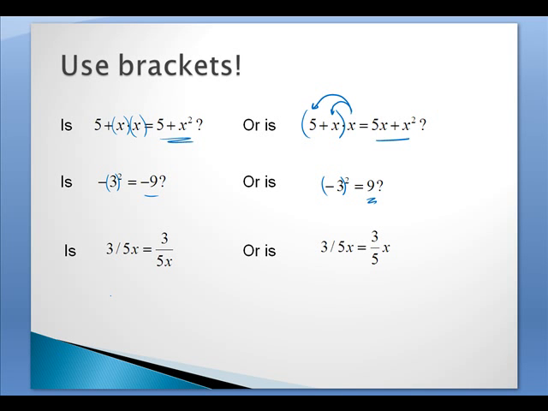Now let's take a look at a rational function here. 3 over 5x. Well, is that equal to 3 over 5x, or is that equal to 3 over 5 times x? Well, again, if we just were to use brackets, then we would understand it more clearly. The one on the left-hand side, if I had brackets around the 5x, then yes, that would indeed be 3 all over 5x. However, the one on the right-hand side, if I had brackets around the 3 over 5 and not around the x, then that would mean 3 over 5 times x right here. So always use brackets just to make things clear, not only to yourself, but also to the person marking your work.